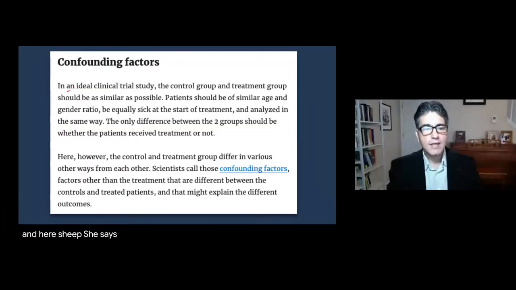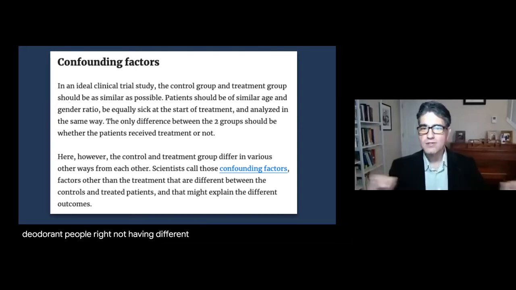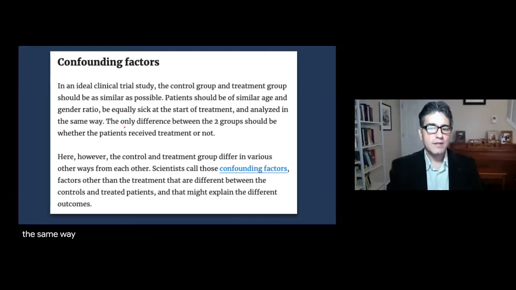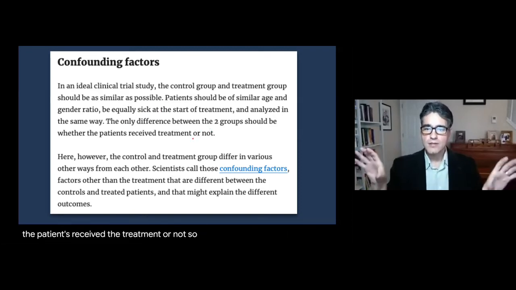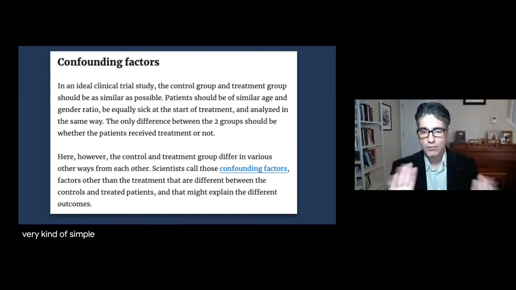She says, in an ideal clinical trial study, the control group and treatment group should be as similar as possible. Just like you can think of the deodorant people, right? Not having different clothes, not having different body types or whatever, as similar as possible. Patients should be of similar age and gender ratio, be equally sick at the start of treatment, this is COVID, and analyzed in the same way. The only difference between the two groups should be whether the patients received the treatment or not. So they can isolate the main variable, in this case, what caused the patient to get better or not. That's a very simple way of putting it.